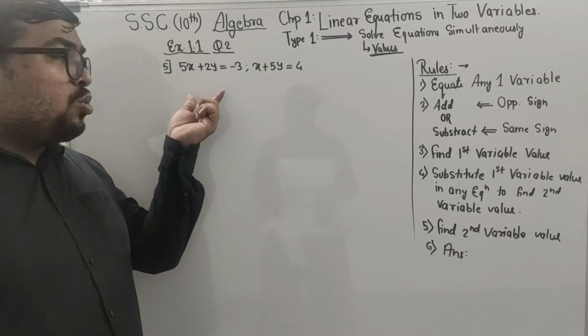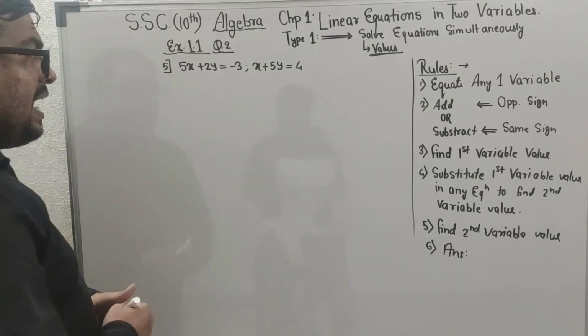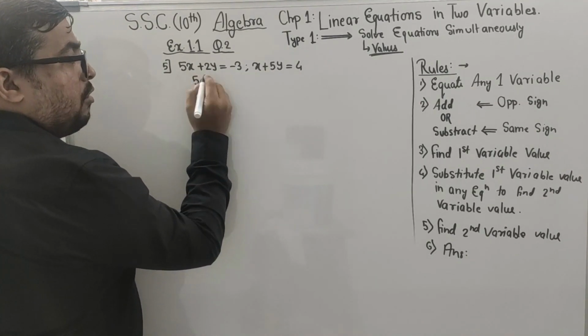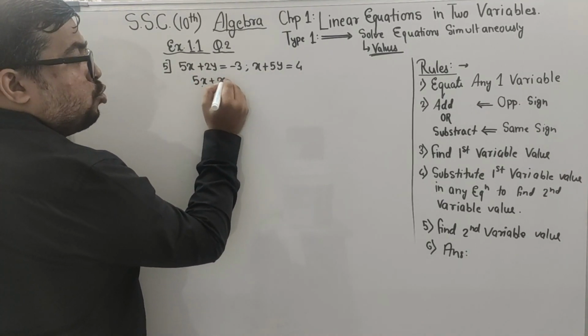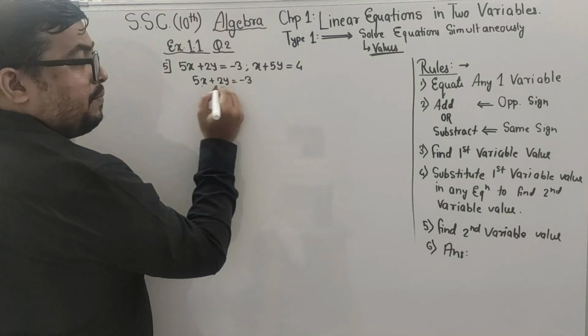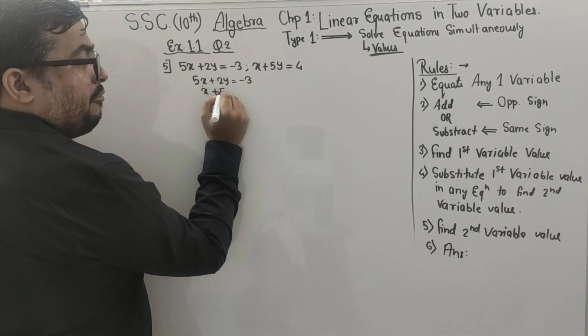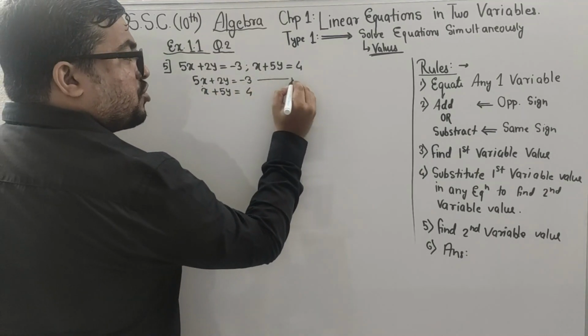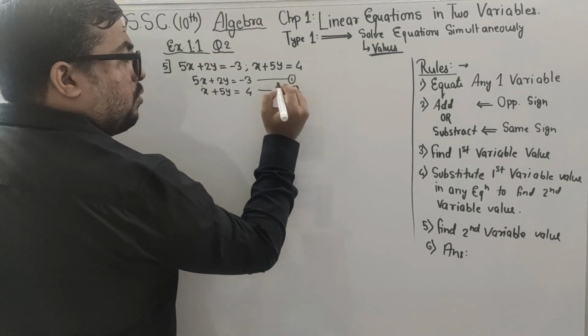Students, this is your question number 5. Again, you have two equations. Write it down. 5x plus 2y is equal to minus 3. x plus 5y is equal to 4. This is your equation number 1. This is your equation number 2.